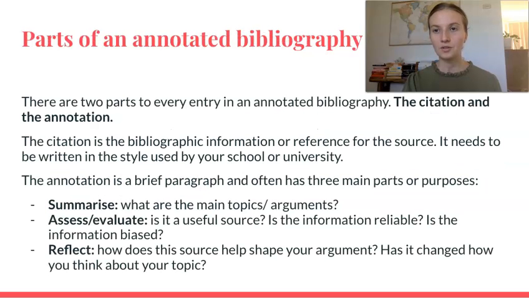What are the parts of an annotated bibliography? There are 2 parts in every entry in an annotated bibliography, the citation and the annotation. The citation is the bibliographic information or reference for the source. It needs to be written in the style that is used by your school or university, for example, APA, MLA, Harvard, etc. The annotation is a brief paragraph that follows the citation and often has 3 main parts or purposes.